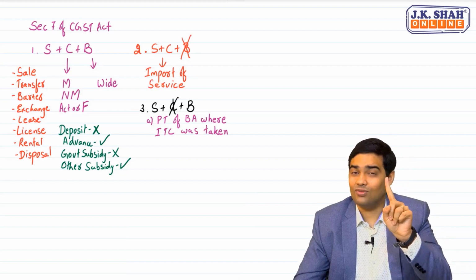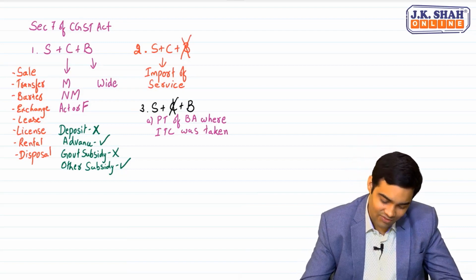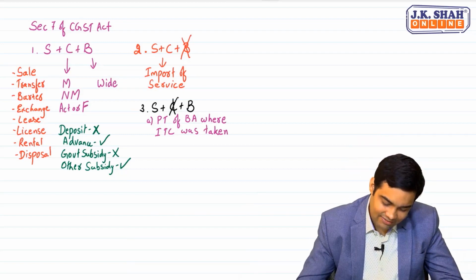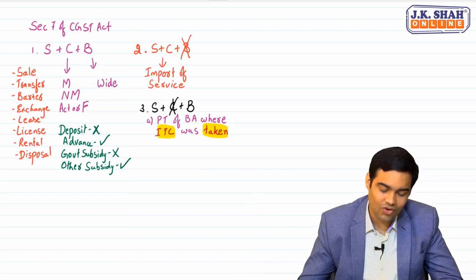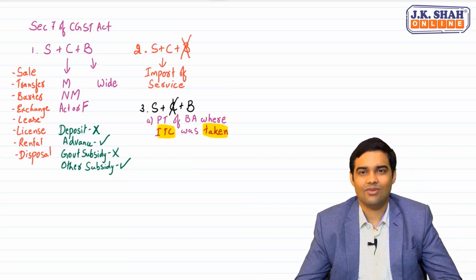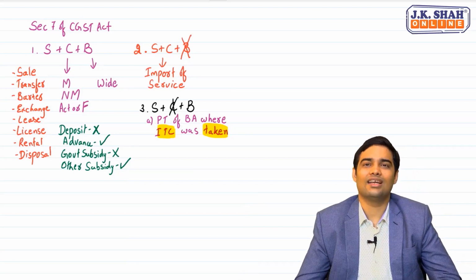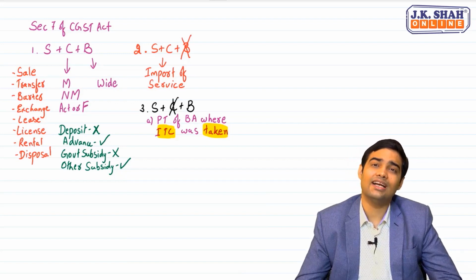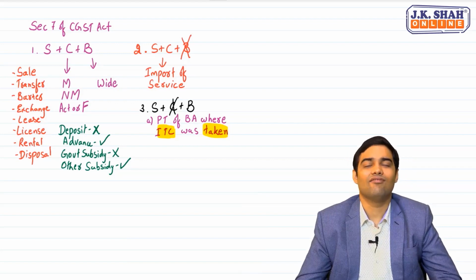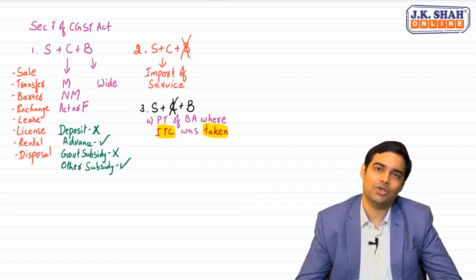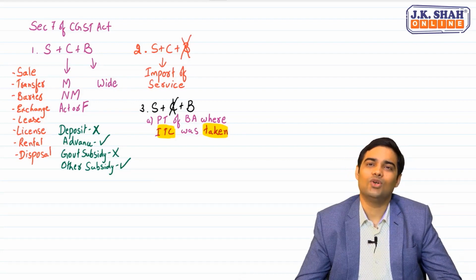well. The reason behind this is, when government has given you ITC, government expected you to use it for generating output tax. But here, you are giving it free of cost. And that's why government says, if you have permanently transferred a business asset where you had taken the benefit of input tax credit, you have to discharge GST. Reason?